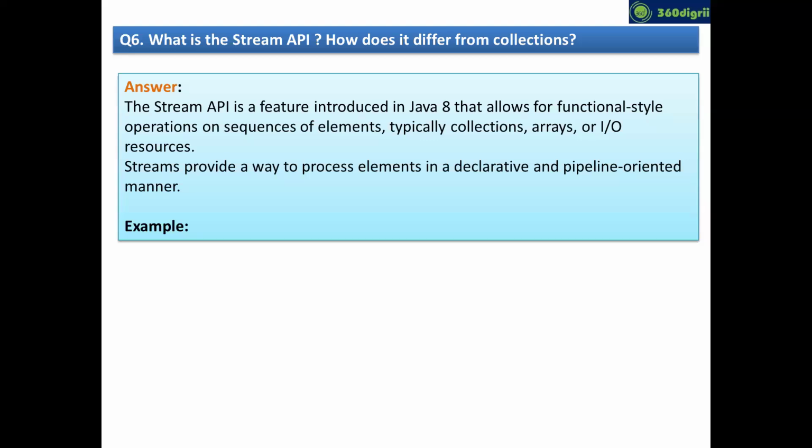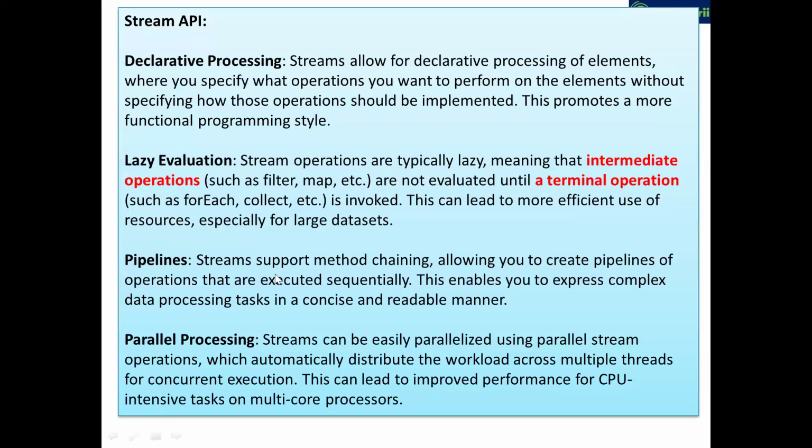Yeah, and we can easily perform operations on your collections. And buddy, these are the 4 bullet points you can remember on the Stream API. The first one is declarative processing. Declarative processing is nothing but, let's see this definition. Streams allow for declarative processing of elements, where you specify what operation you want to perform on the elements without specifying how those operations should be implemented.